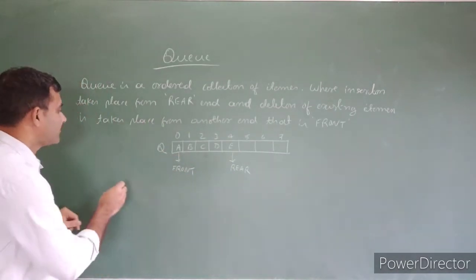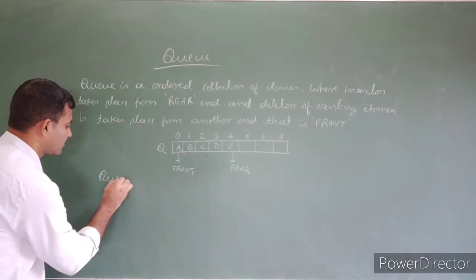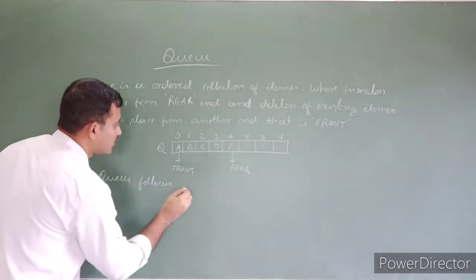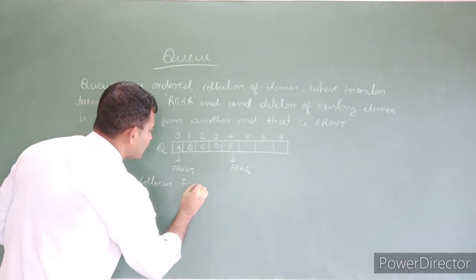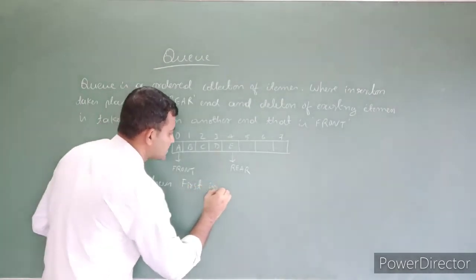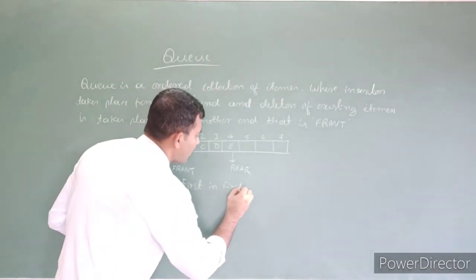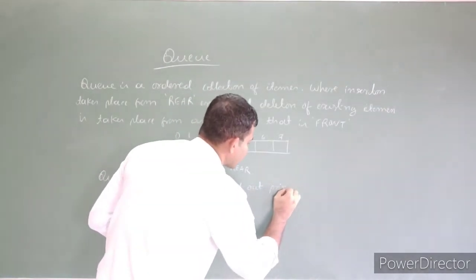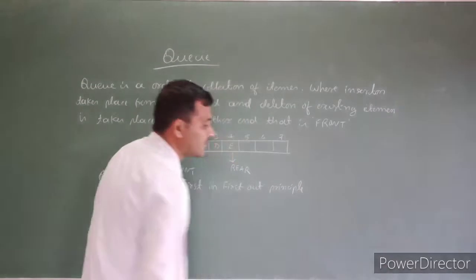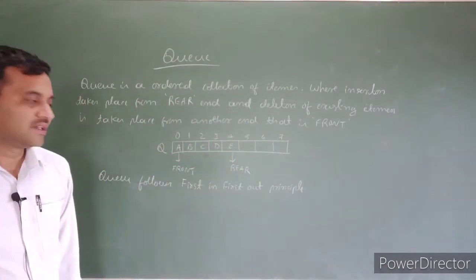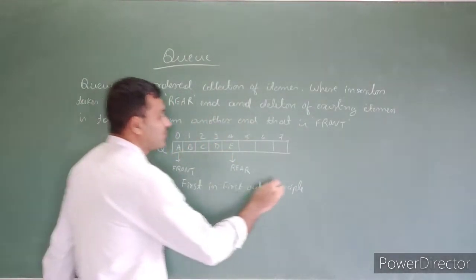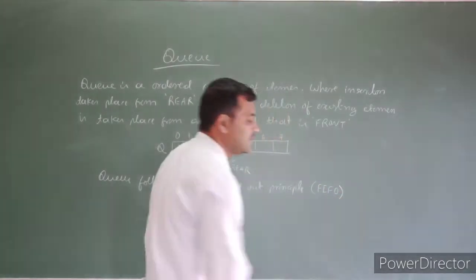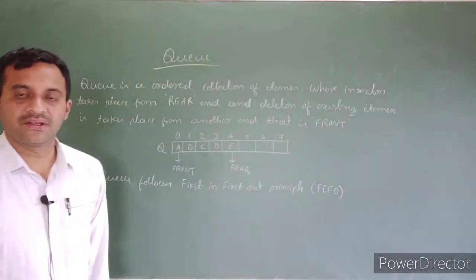Hence Queue follows first in, first out principle. So that is, we call it FIFO. First in, first out principle.